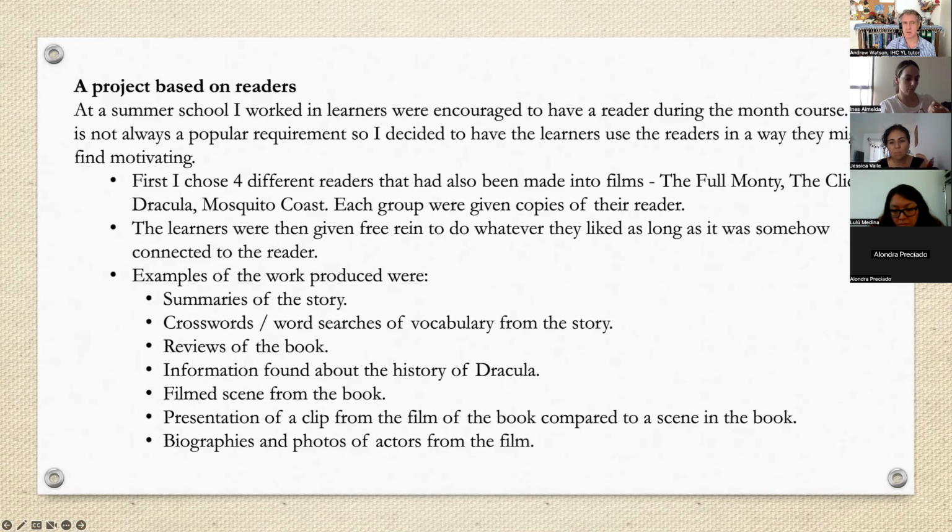And next. Here's a project based on readers. This is a summer school I worked in. Students were encouraged to have a reader during the month. A reader is like a simplified book. So, for example, Sherlock Holmes, right? A Sherlock Holmes book, but it's simplified, made easier. Let's see if I've got an example here. No, I don't.